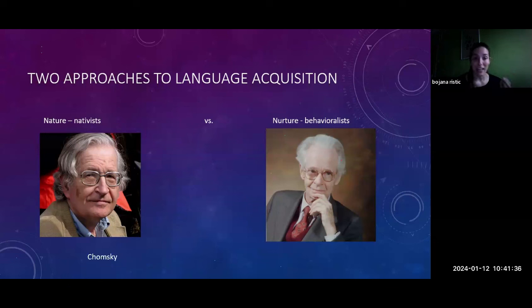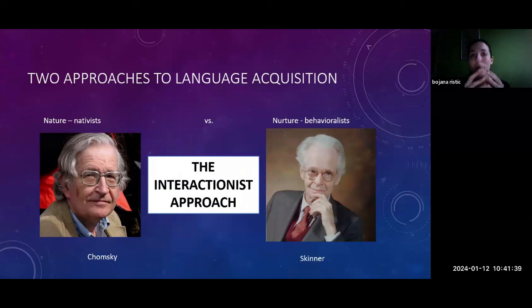So actually, the answer is probably somewhere in between, as it usually goes with these debates, right? Another approach is called the interactionist approach, which emphasizes this interaction. This approach takes both the biological factors that are more important for the nativist debate and the behavioralist factors that are more important for the nurture debate, right? So I think it's both of these things. I think it's not good to be extreme in any of it. What we know now from research is probably picking up from both of these approaches to find out what's actually happening.